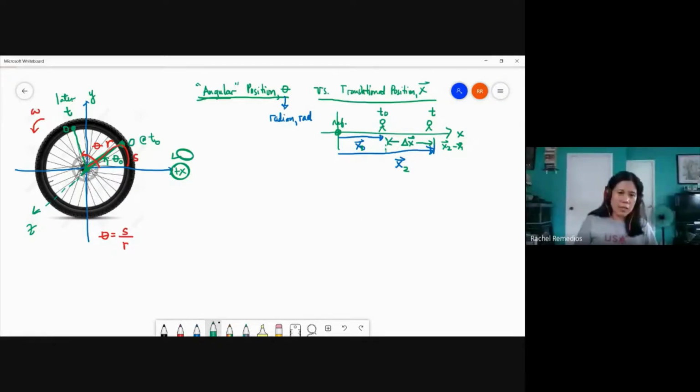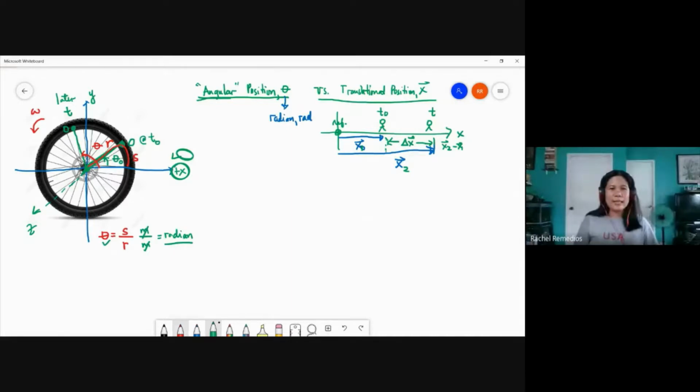Kasi kung naka-meter si arc length, naka-meter din si radius, walang unit yan. Yung kawalan ng unit, tinawag na radian. Okay? Para lang may pangalan talaga. Pero si ito, wala talagang angle yan.